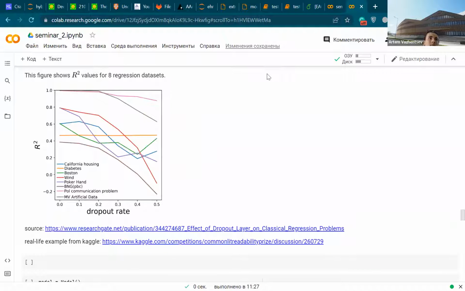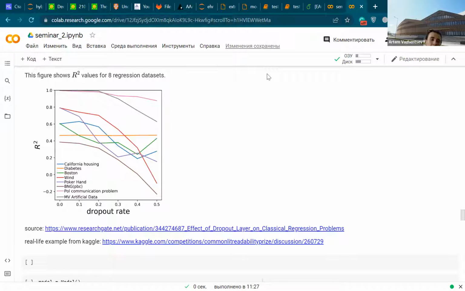Yes. As you can see from the picture, for example for the diabetes data, the R-square statistic doesn't reduce with the dropout rate. Can you please tell what this can be associated with? It is probably important for which datasets the dropout rate doesn't help to reduce overfitting.